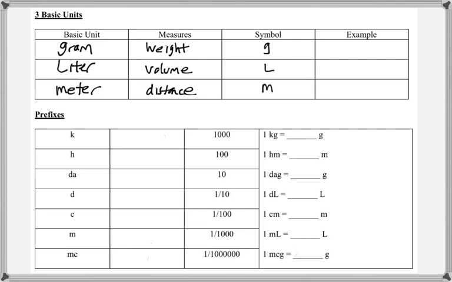An example of a gram, 1 gram is one small paper clip, not even the big paper clips, so it's pretty light. A liter, there are 1 liter pop bottles, or you can think about half of a 2 liter bottle. 1 meter is 39 inches, or you can think about a meter stick.